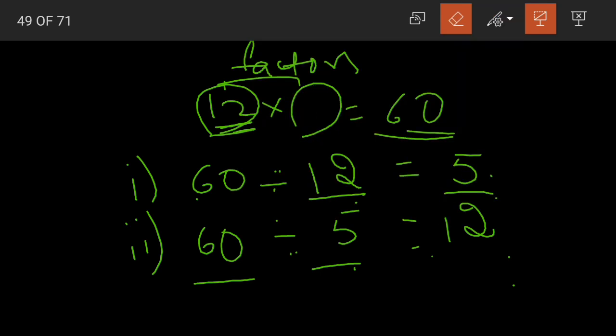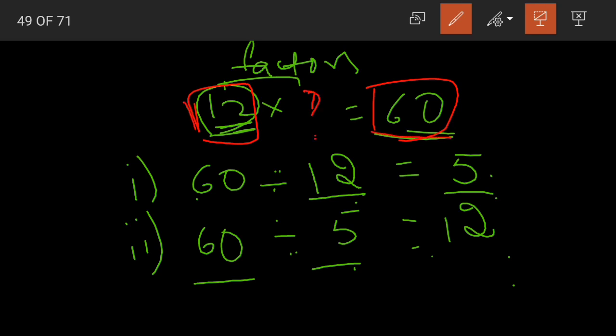In the same way, if you want to find out what must come here, 12 into dash becomes 60. What did we learn just now? The product divided by one factor gives us the other factor. Yes, the product is 60. When we divide it by 12, that is one of the factors, we will get 5, which will be our other factor. Clear children? If you want to find one of the factors of multiplication, when the product is already given, you simply have to divide the product by the factor given.